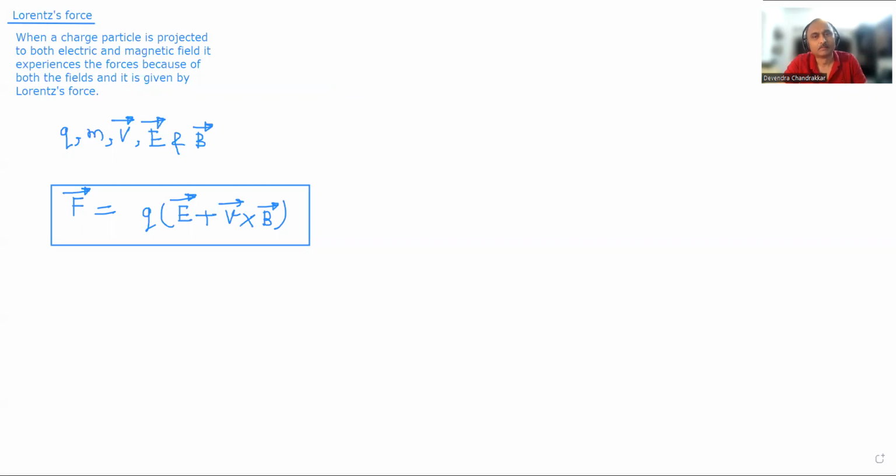Today we will see how this works when both fields are parallel to each other and the velocity is perpendicular to both of them. So write this first. I need space for that.